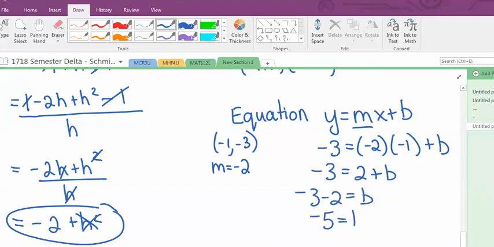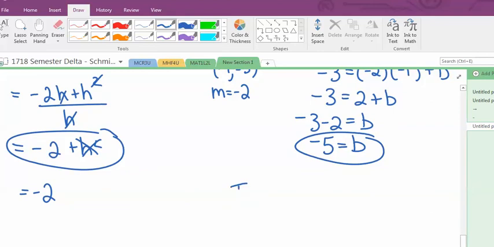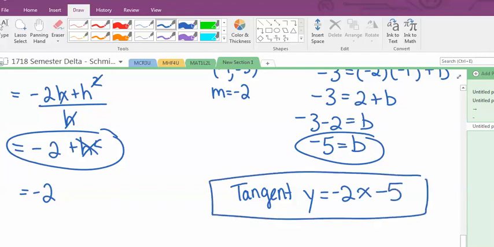Okay, so it turns out my y-intercept is 5. So now I know the equation of my tangent line is y equals negative 2x minus 5. So that's my tangent line.